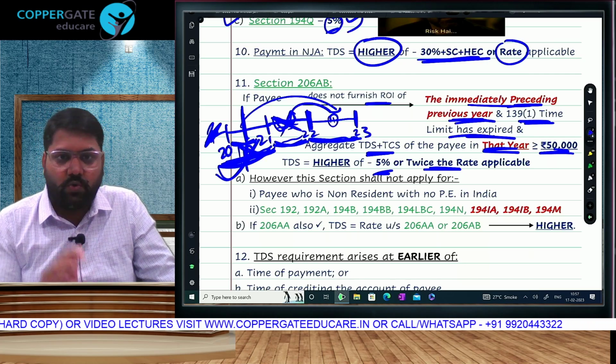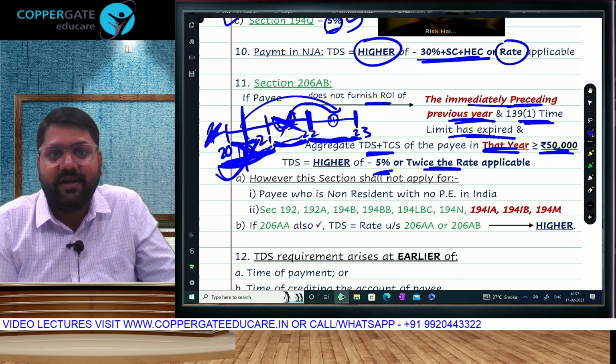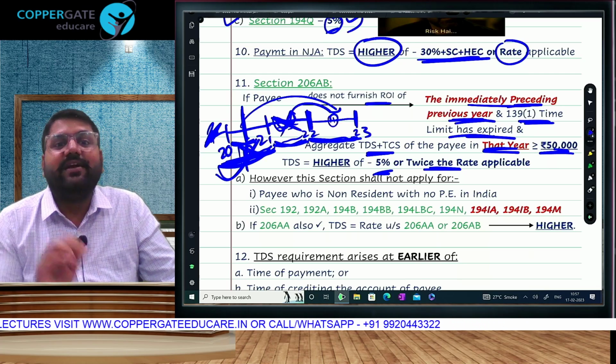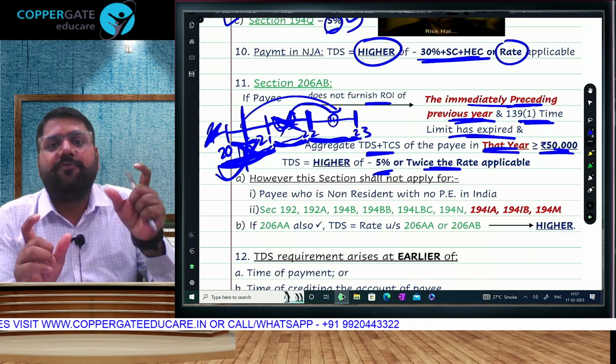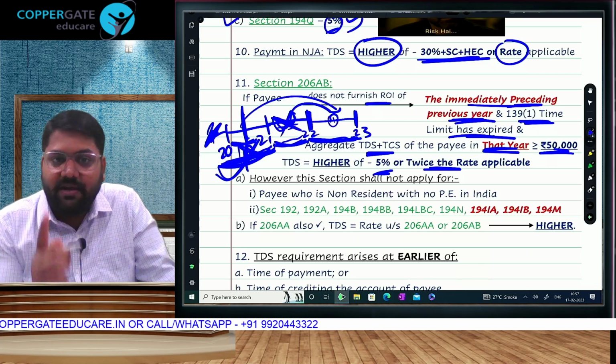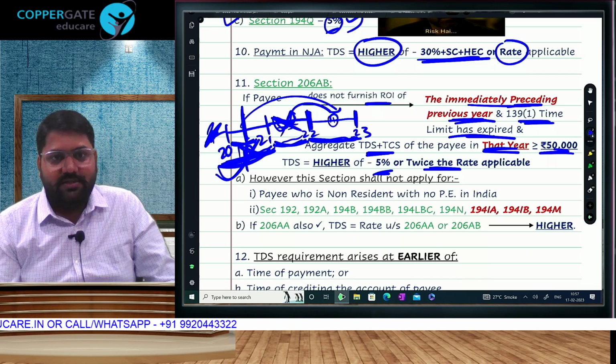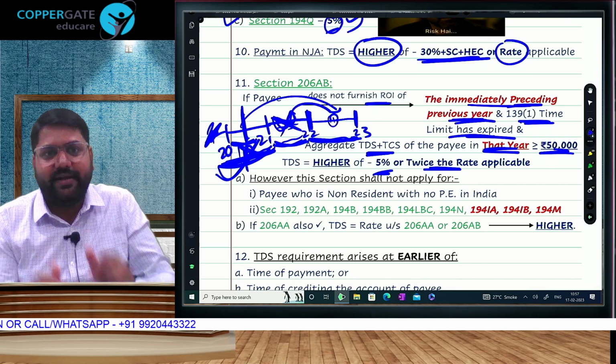If the section rate is 2, then 4 or 5, whichever is higher, so 5. If the section rate is 10, then we will make it 20. If the section rate is 5, then we will make it 10. Double or 5, whichever is higher. So whenever the payee does not furnish PAN, it is 20 or the section rate, whichever is higher.